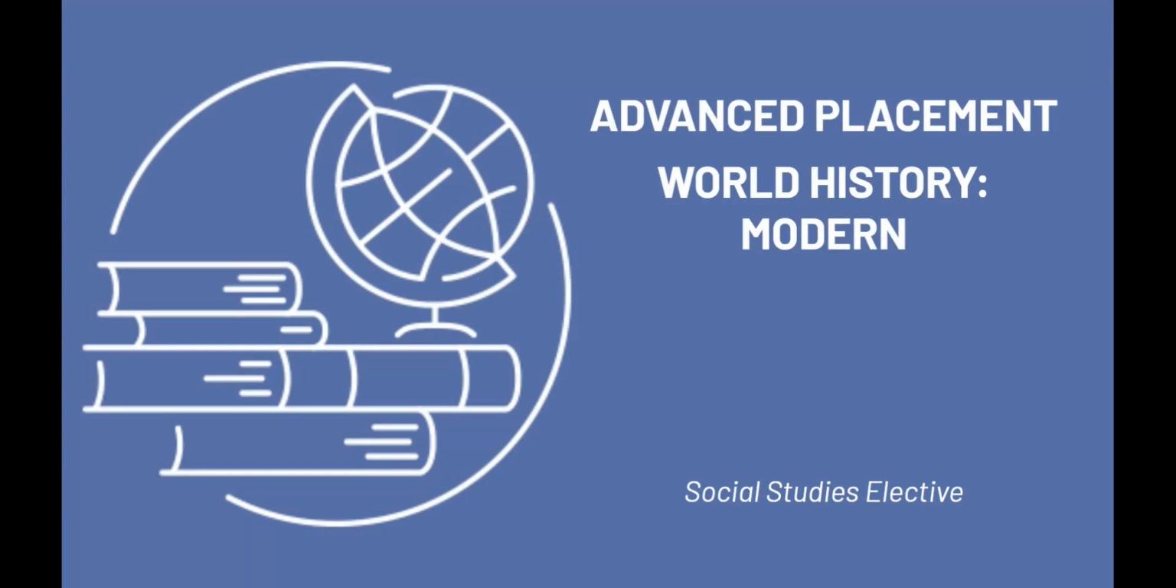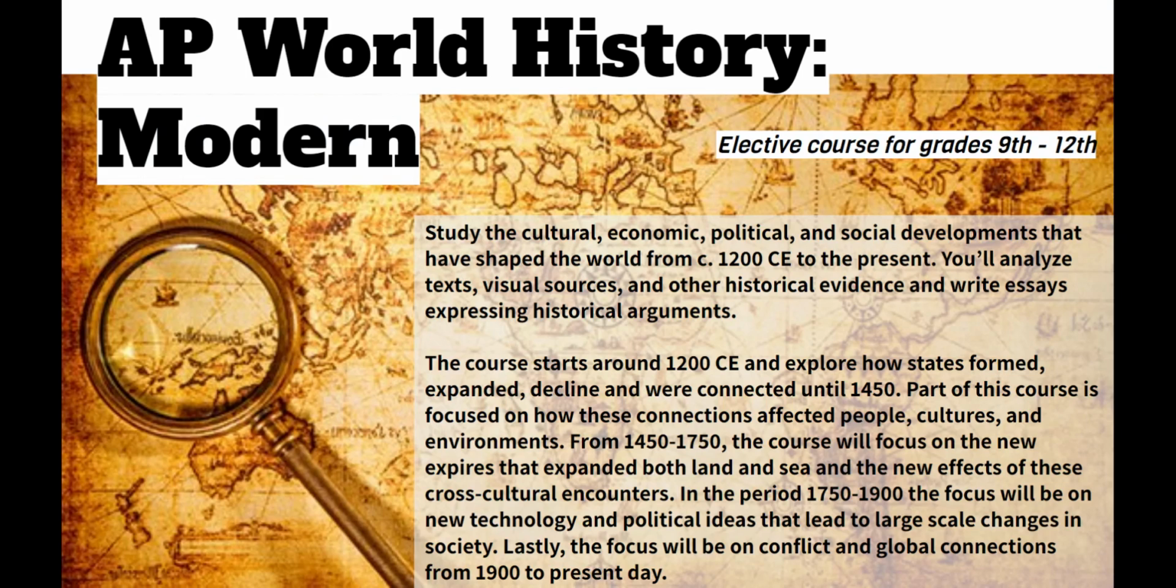This presentation is going to discuss Advanced Placement World History Modern, otherwise known as AP World, and this is a social studies elective for ninth grade students. AP World History Modern is an elective course that is actually available to all students at the high school level. Predominantly, it serves freshmen and sophomore students.